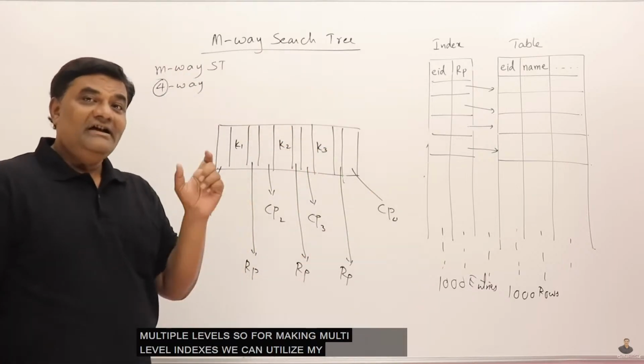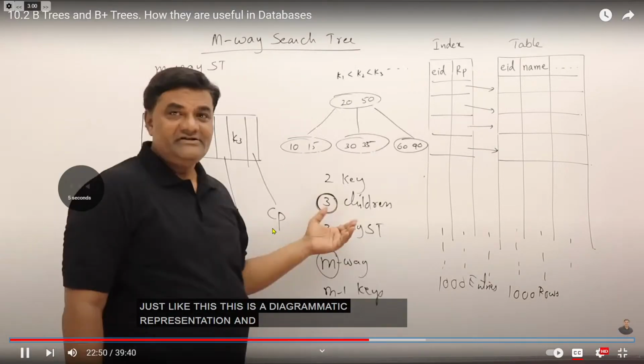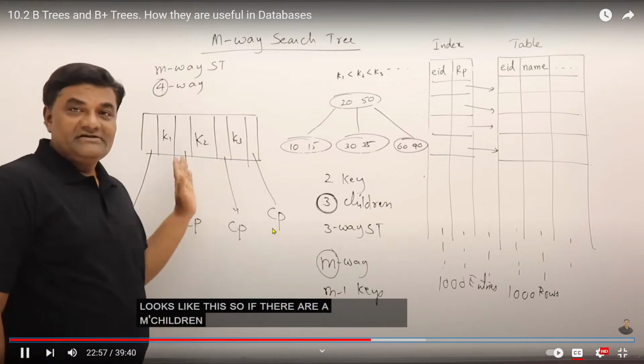So for making multi-level indices, we can utilize this. And if you're making a data structure, then the node structure looks like this. So if there are m children, then m minus 1 keys.